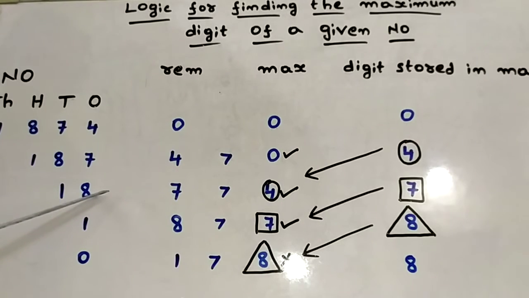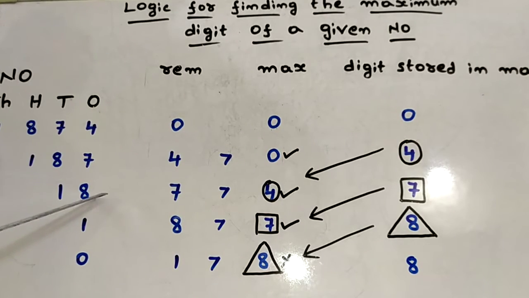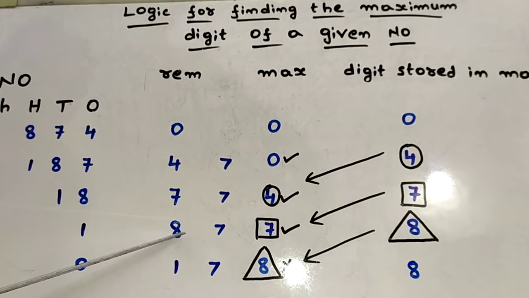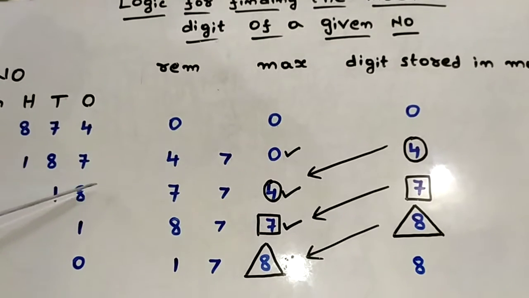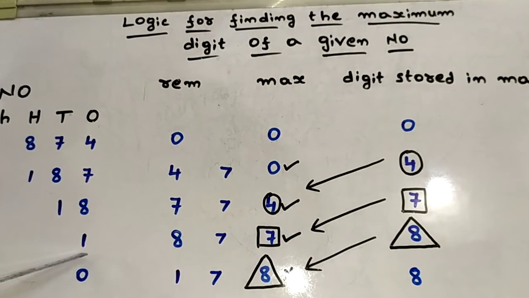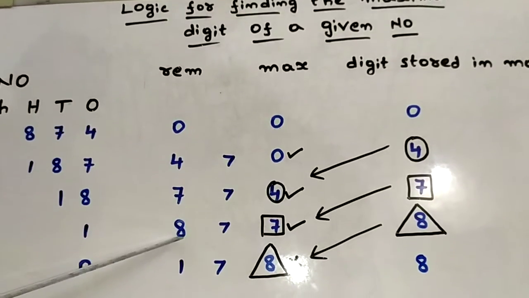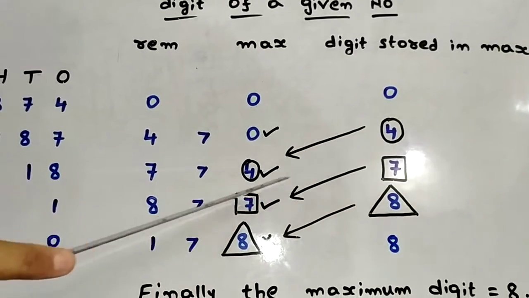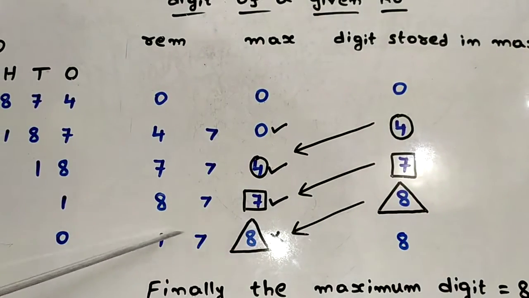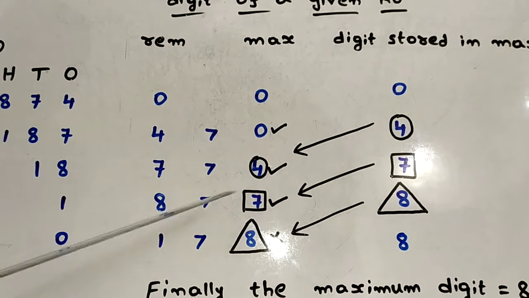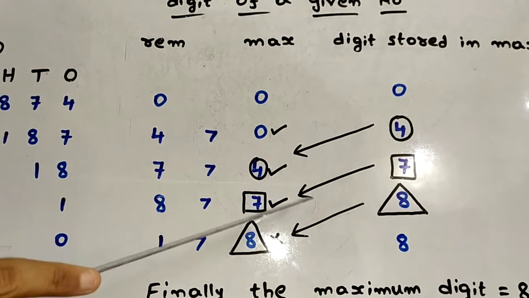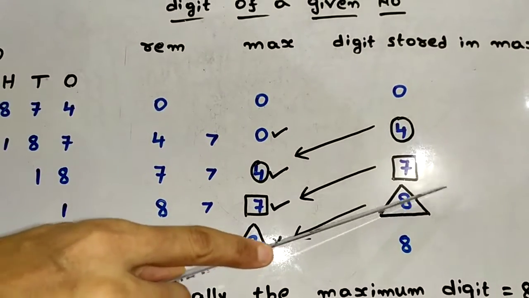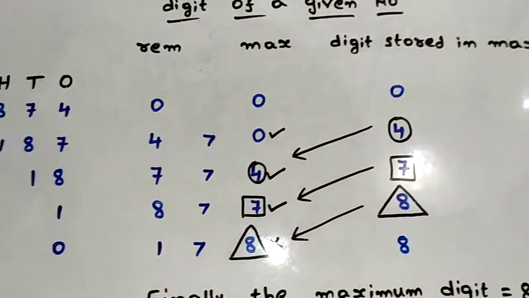Now we have the number 18. From that number 18, the one's place consists of 8. That 8 is extracted from the number 18, so that 18 becomes 1 here. The max value consists of the digit 7. That 7 is placed here and the comparison is made between 8 and 7. Among 8 and 7, 8 is greater. 8 greater than 7 is true. So therefore 8 is stored here within the max.